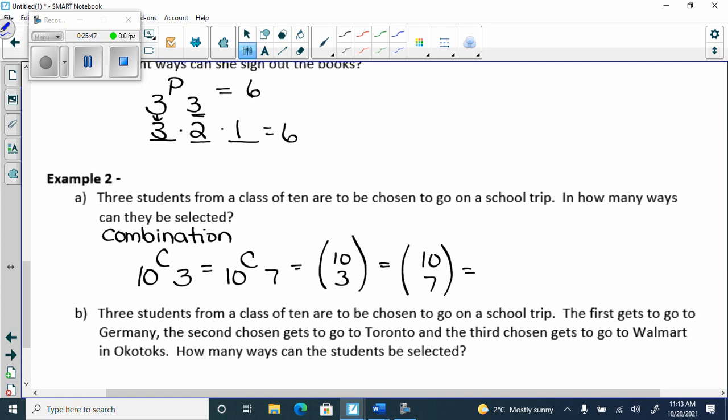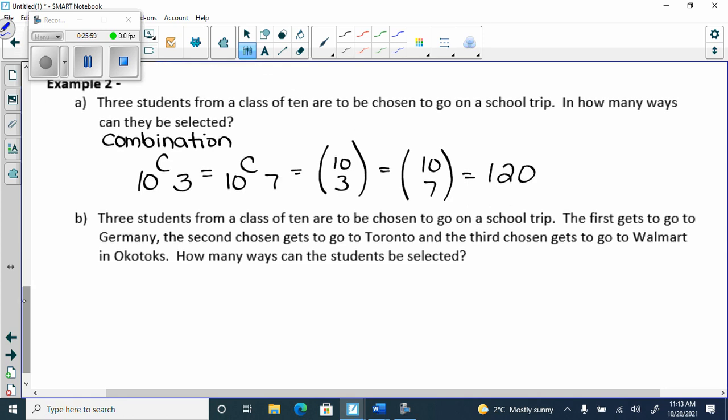What'd you get? 120? Did everyone get that? Okay. So it should be smaller than if it was a permutation, right? Because order would matter. This one, we have 3 students from a class of 10 are to be chosen to go on a school trip.